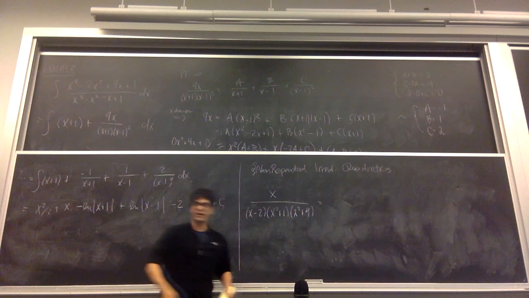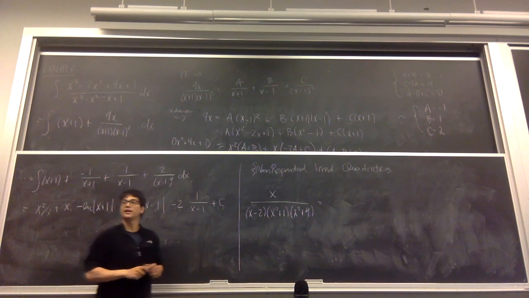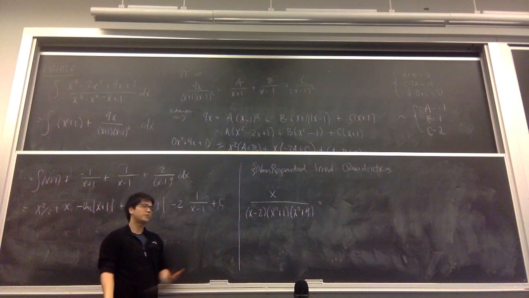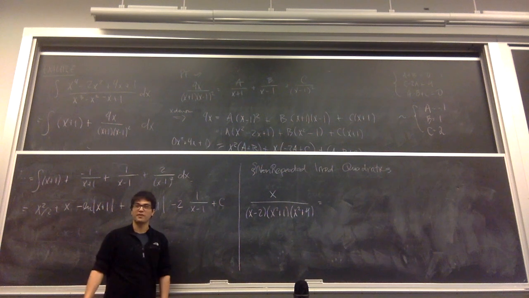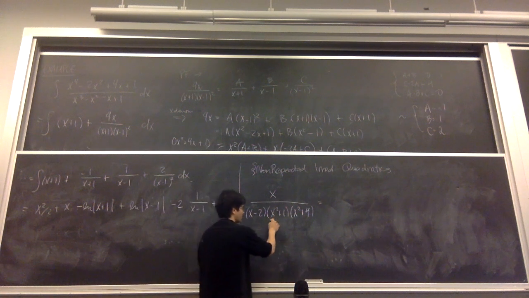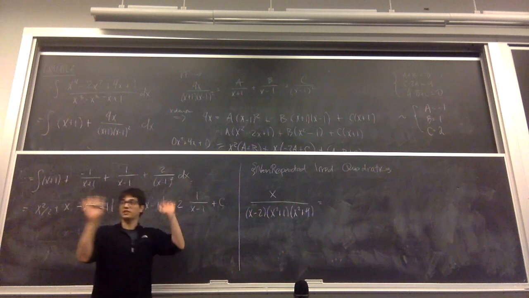Okay, is this fraction proper? What's the degree of the numerator? What's the degree of the denominator? 5. Right? If you were to multiply everything out, the largest term would be x times x squared times x squared. Okay, so it's fine, we can leave it.